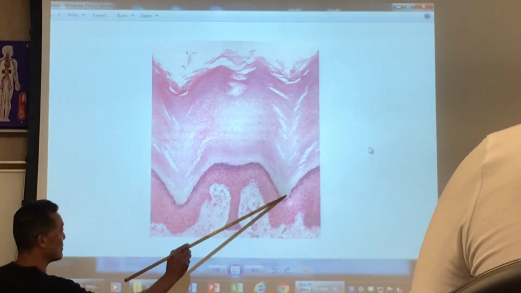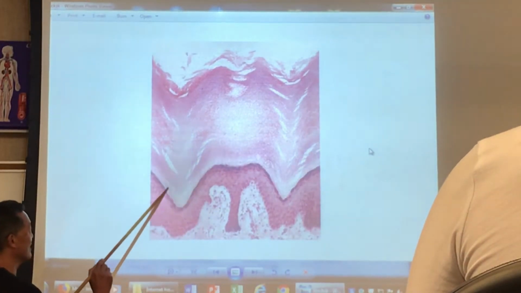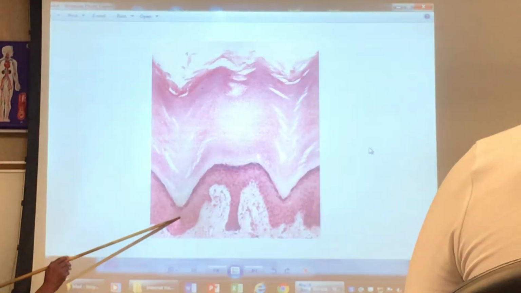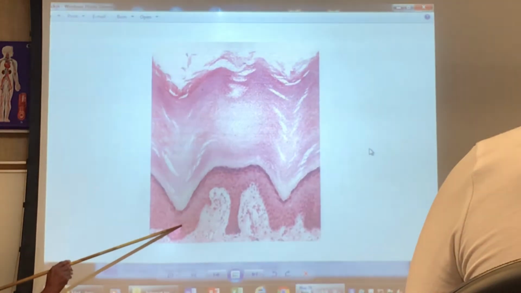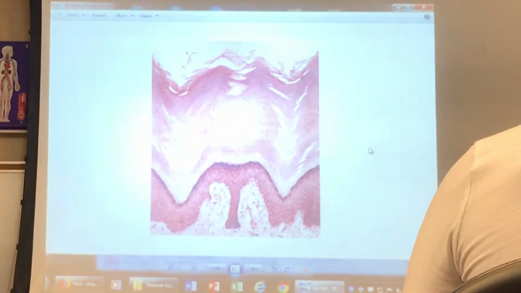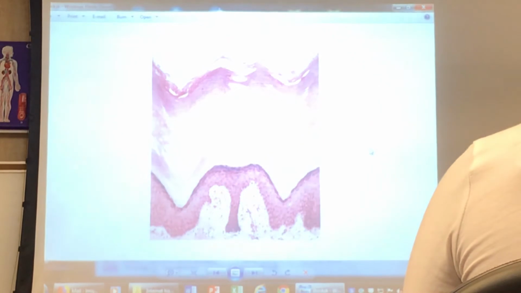This is lucidum. It's slightly clearer here. What is the name of this layer? Stratum spinosum. This is thick skin.